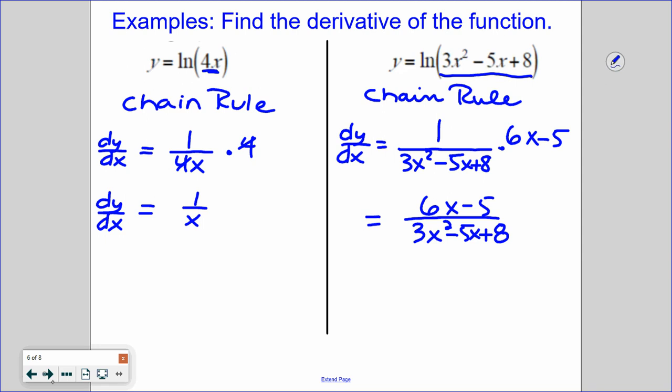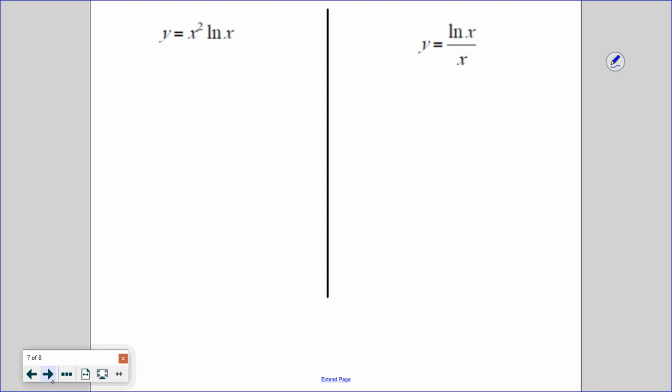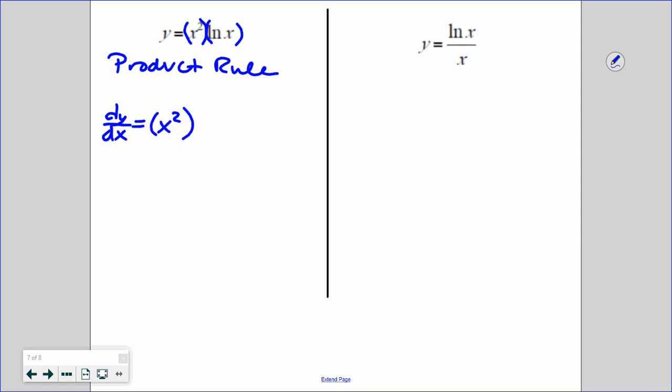Okay, let's look at a couple more examples. Here we've got y equals x squared times natural log of x. So we have to do product rule. Our first function is x squared. Our second function is natural log of x. So our derivative is going to be first times derivative of the second. Now we know the derivative of natural log of x is 1 over x. Plus second times derivative of the first.